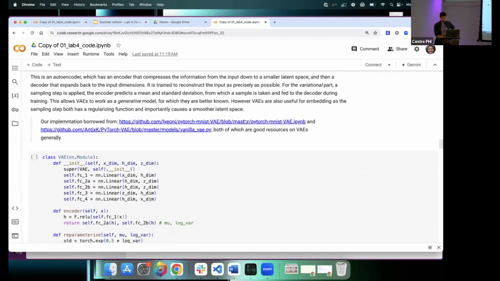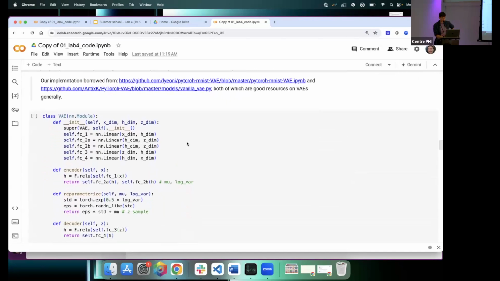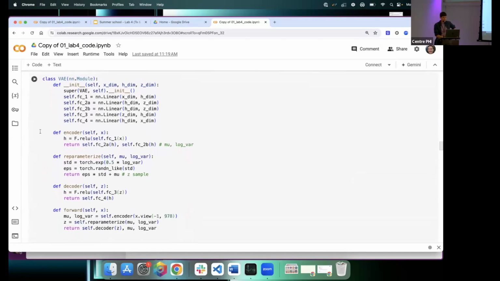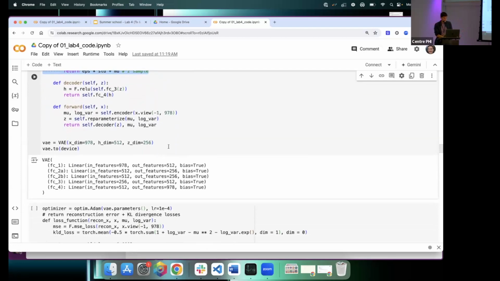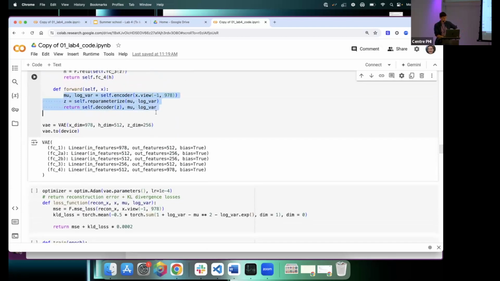For the VAE, we leaned heavily on existing implementations of VAEs. It's nothing special here. It has a very small, fully connected encoder. It predicts a mean and the log of the variance. And it has a decoder. In the middle, it has the reparameterization trick. So you take your mean and your standard deviation and you sample to actually have your Z that you're going to predict from and feed to the decoder. The forward pass just strings that all together.